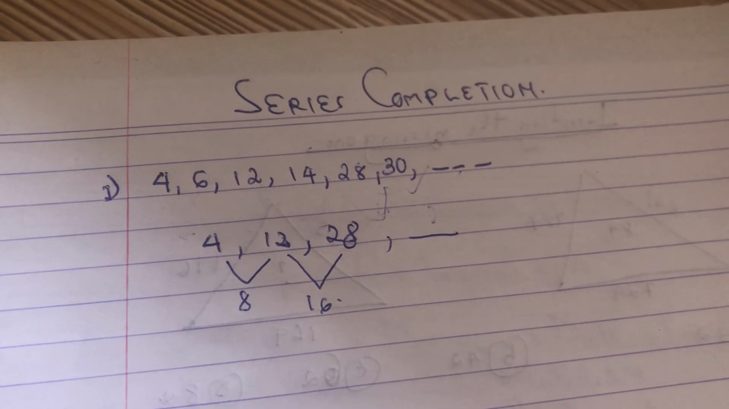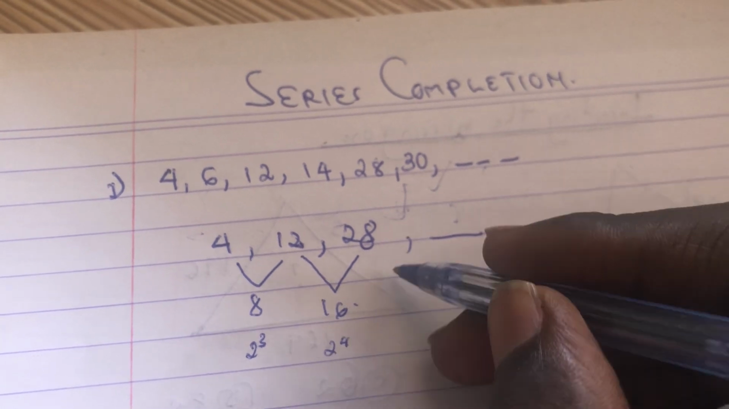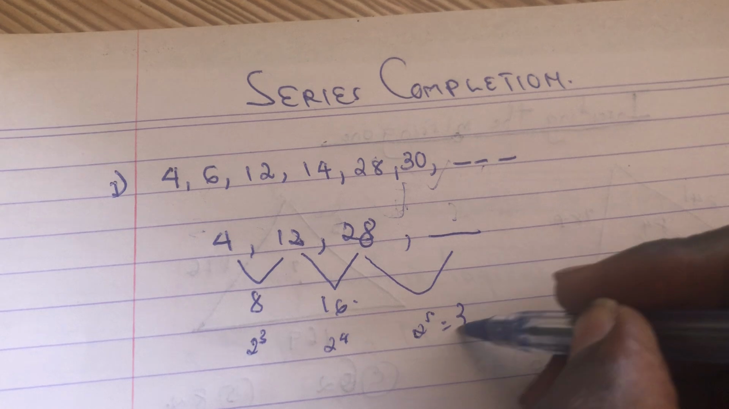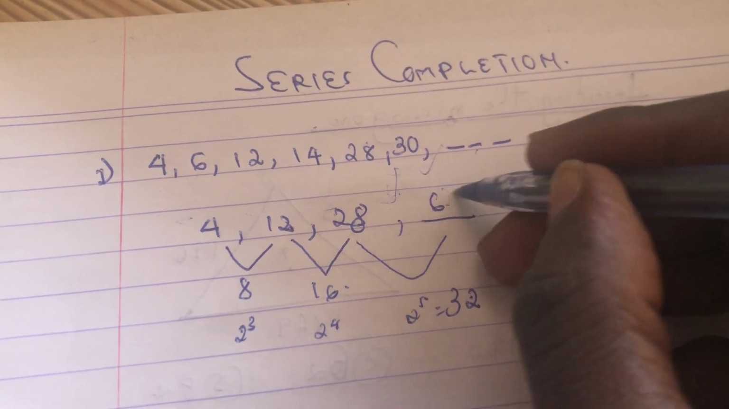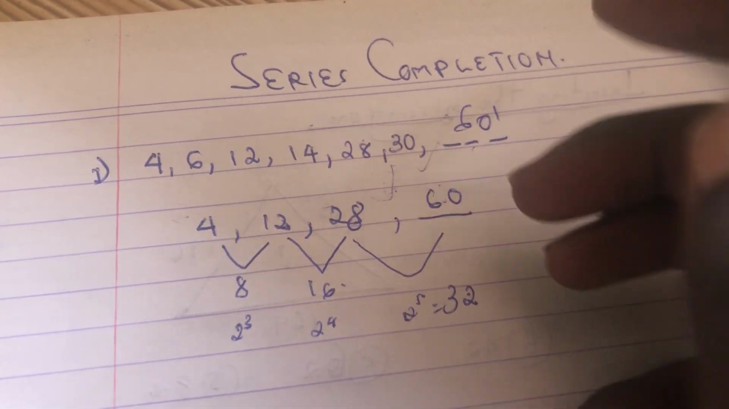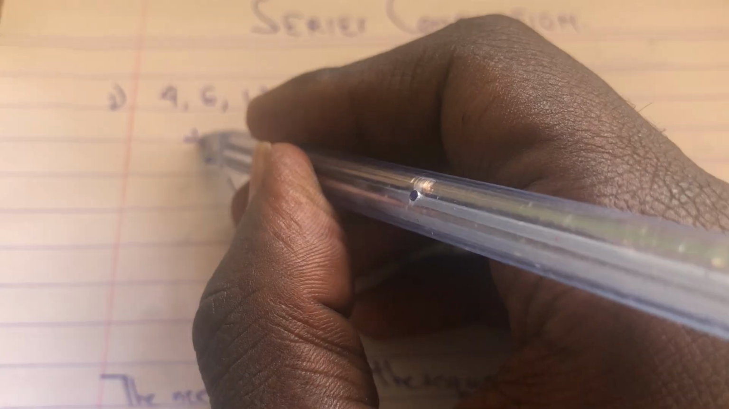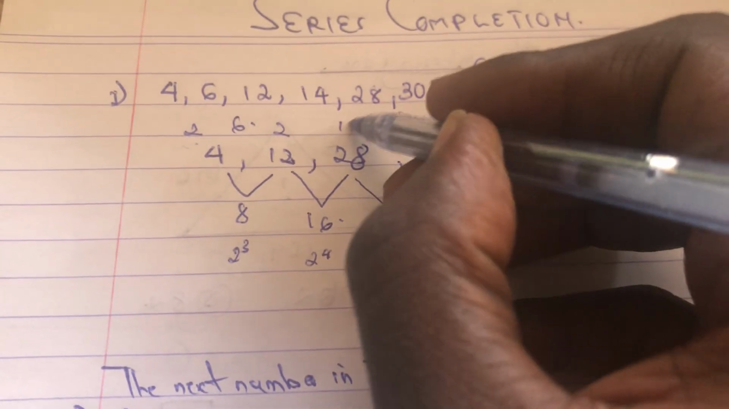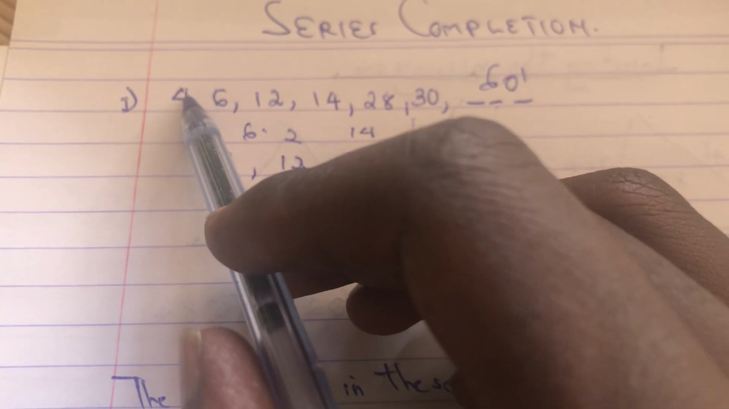So when you look at this pattern, it is 2 to the power 3, 2 to the power 4. Then the next one will be 2 to the power 5, which is 32. So 32 plus 28 gives you 60. Our answer here will be 60. So when you see the differences are changing, like here the difference is 2, then 6, then 2 again, then 14, just know that you should pick out a few and get the answer.